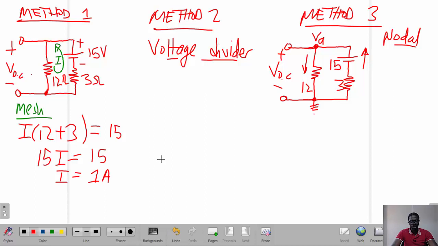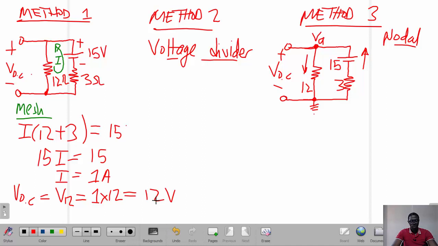And if we know that the value of the current I is equal to 1 amp, we can find the Thevenin's voltage, or the voltage across this resistor, by multiplying the current by the resistance. So we could say VOC is equal to the voltage across the 12 ohm resistor, and that is equal to current, which is 1, multiplied by the resistance, which is 12, is equal to 12 volts.